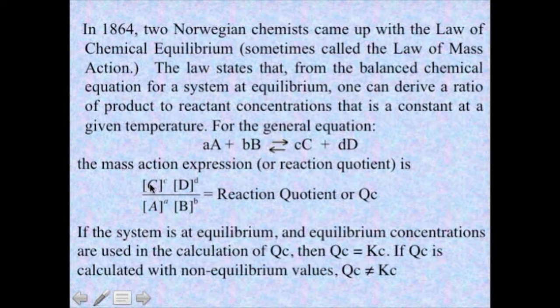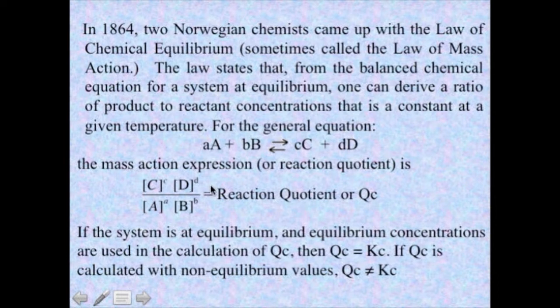So the concentration of the substances in the product to the power of the coefficient in front for the products divided by the concentration of the reagents to the power of their coefficients. And that's called the reaction quotient, or Qc. If the system is at equilibrium, and equilibrium concentrations are used in the calculation of Qc, then Qc equals Kc. This ratio here equals the constant called the equilibrium constant.